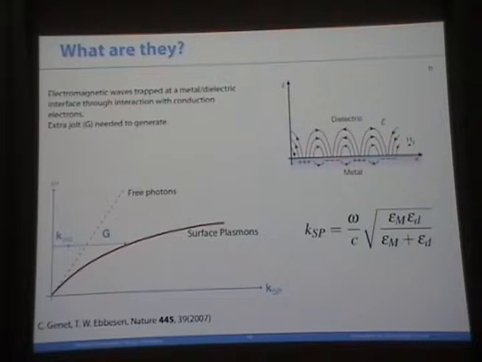Now normally these things at a flat interface are not generated by themselves. That's because if you look at what's called the dispersion relation, this is the line for free photons, just in space, so it's a linear relation. And surface plasmons have this curved relationship, and you can see that a photon normally doesn't have enough momentum to generate a surface plasmon. So what you need is an extra little jolt, this G here, to generate surface plasmons. Now there are several ways to do that.